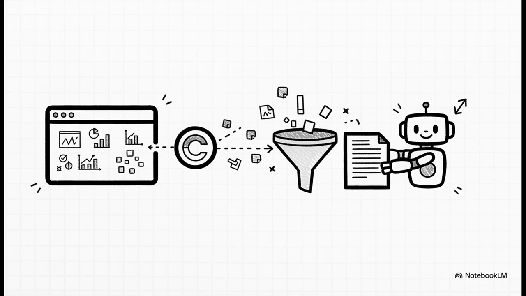The solution is this really clever Chrome extension that just lives right in your browser. And honestly, it does all the heavy lifting for you. It automatically goes out, pulls all the financial data, and then builds a perfectly structured, data-rich prompt ready for your AI assistant. It's a game changer.